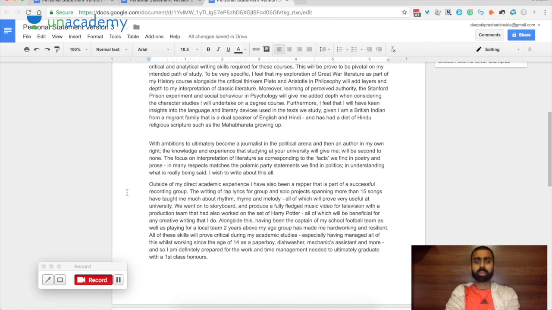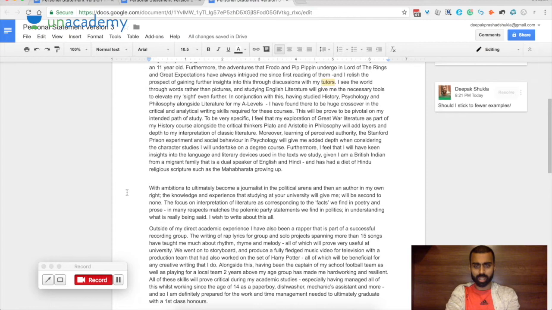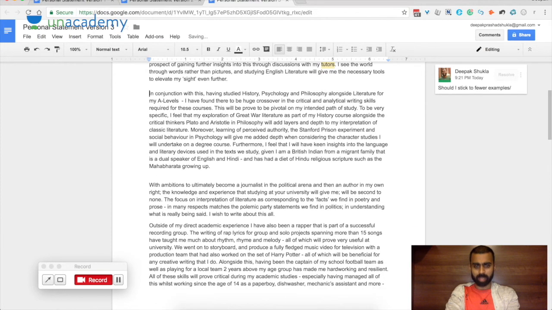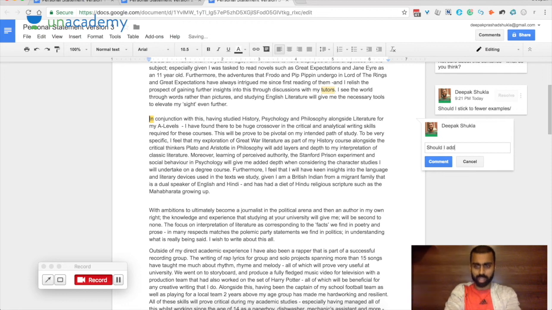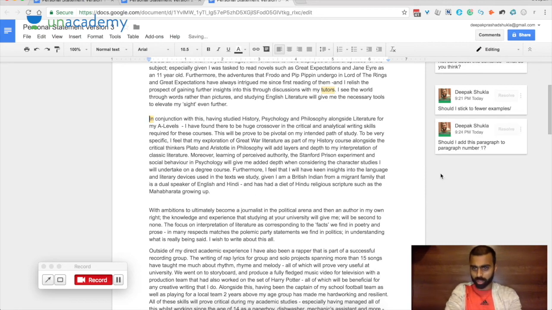With ambitions to ultimately become a journalist in the political arena. No, we can maybe keep that separate. It's a later decision, so we'll maybe add there. Should I add this paragraph to paragraph number 1? So, these are the thoughts that you can share with people.